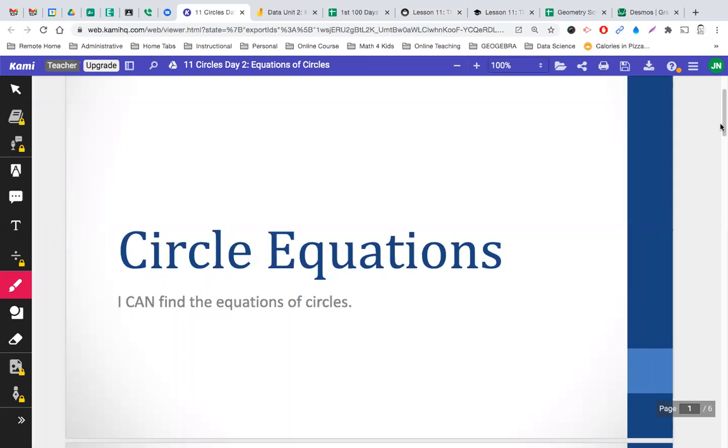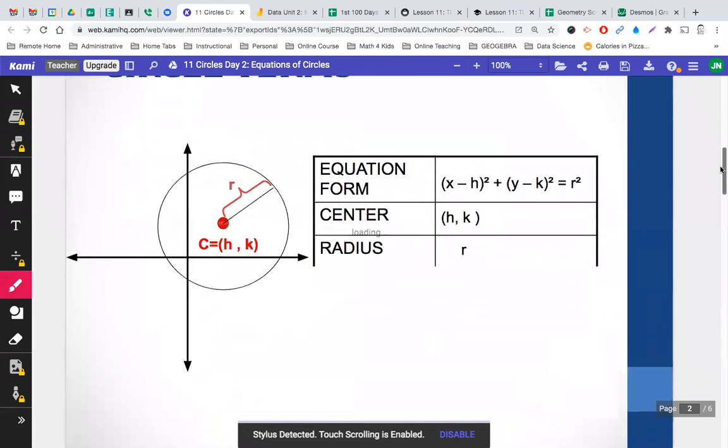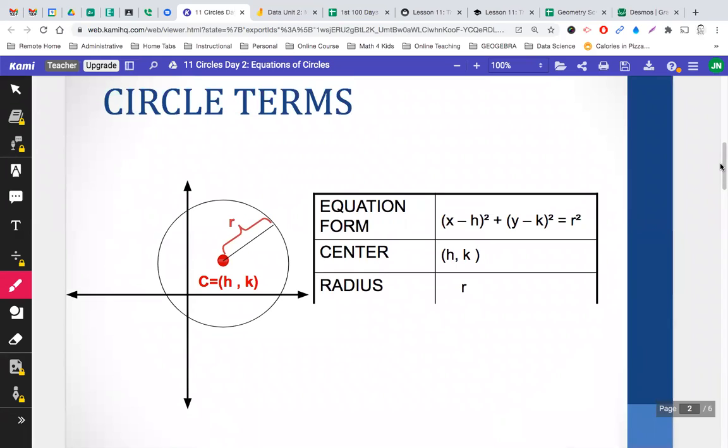Okay, so equation for circles. All right, this is what our equation looks like. This is called the standard form for the equation of our circle: x minus h squared plus y minus k squared equals r squared.